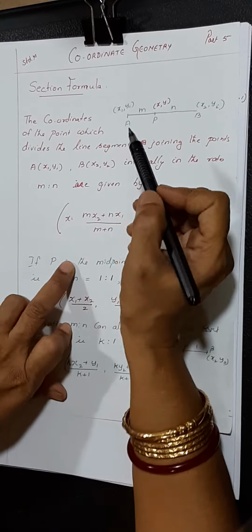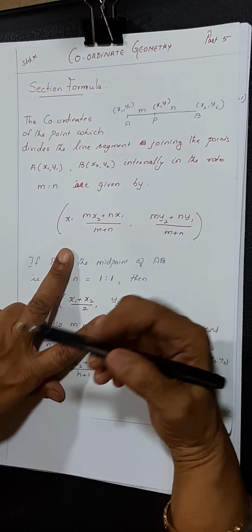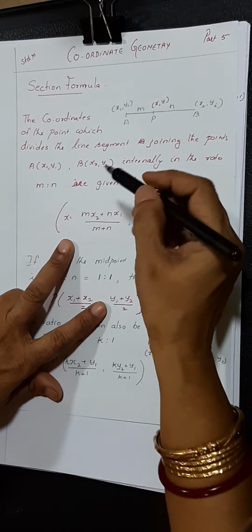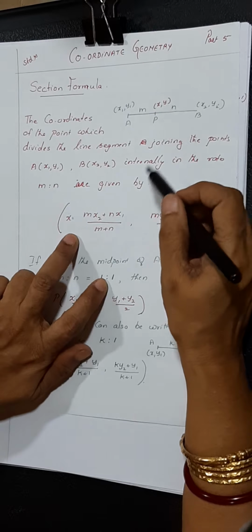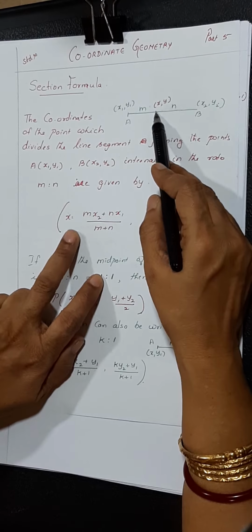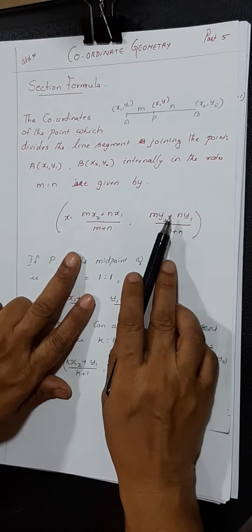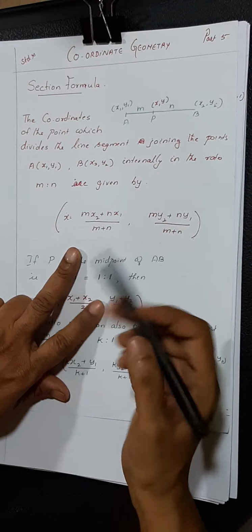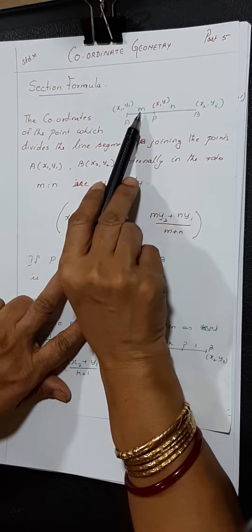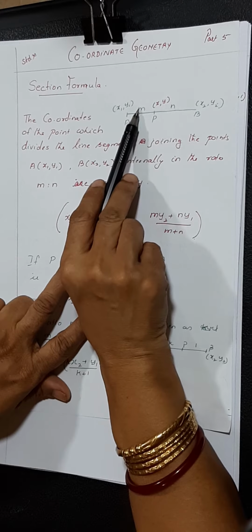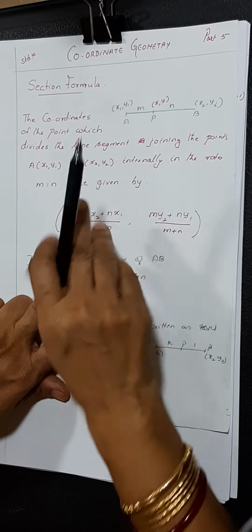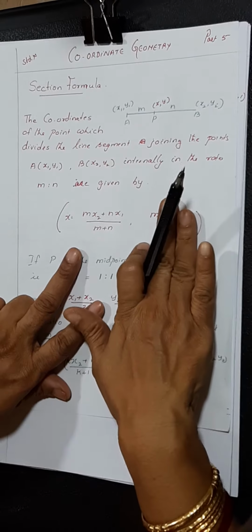So the formula is, you don't have to learn the proof. So straight away we will write down the formula. The coordinate of P is (mx2 + nx1) by (m + n) and (my2 + ny1) by (m + n). For easy remembrance, you can remember like this: m, you start from here, m into, now this is the first x coordinate and this is the y coordinate.